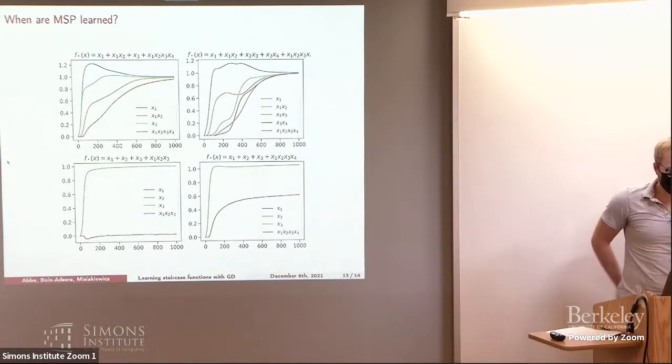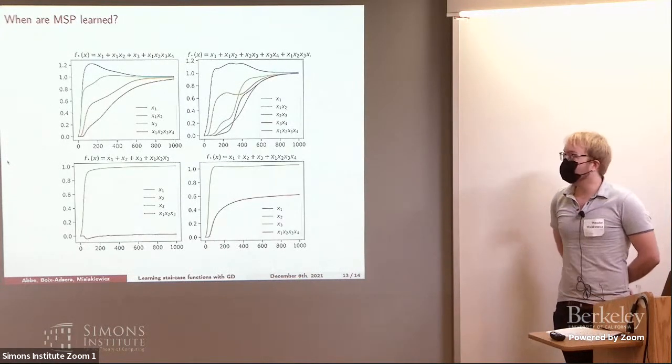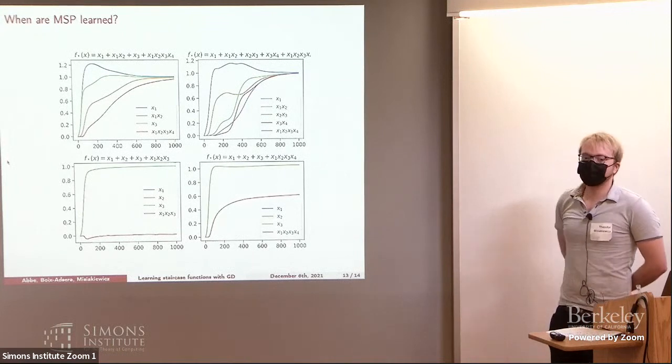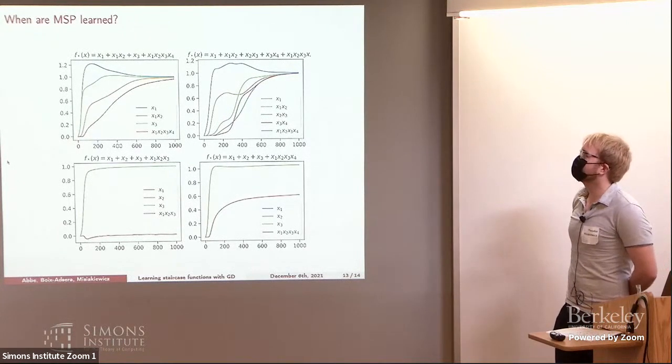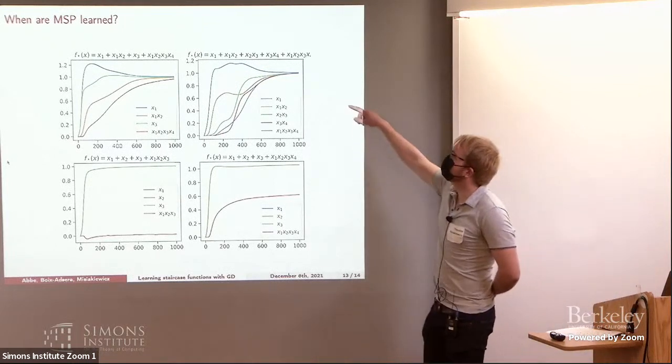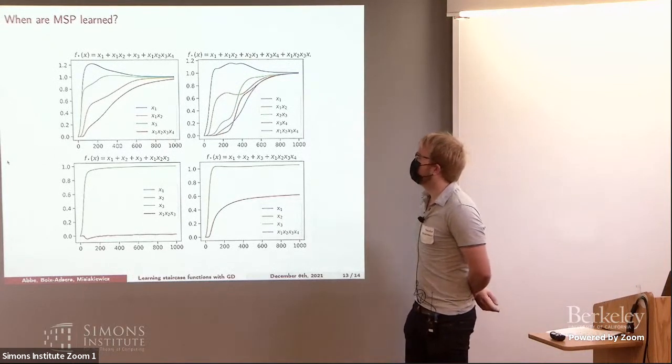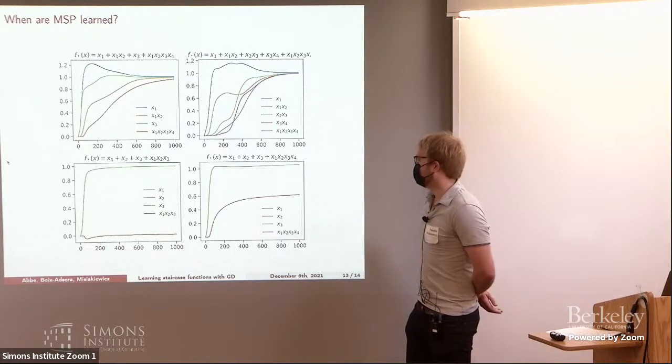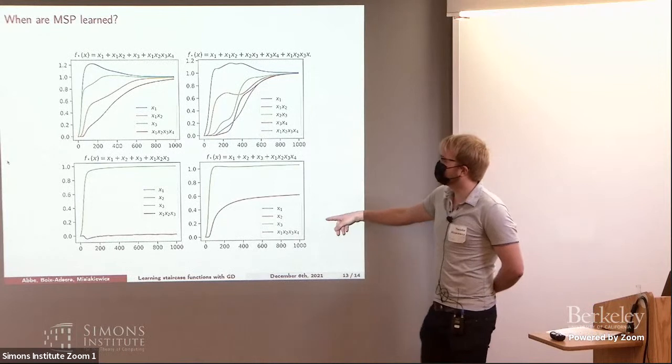So what about the converse? When our MSP is learned, the advantage of this DFPD is that it's really easy to simulate. Here are a few examples. The two upper examples seem to be learned, and the two bottom don't seem to be learned. And so what is happening for these two?